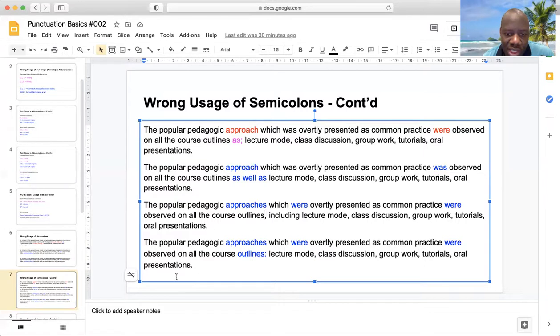Or the third option again, you would put a colon here to introduce the list. And in this case, you remove the including and you remove the comma. Good.